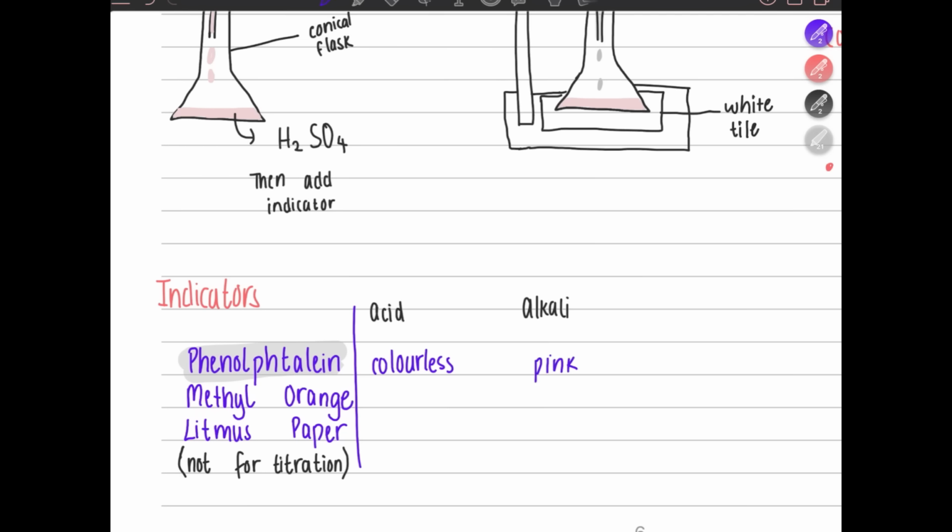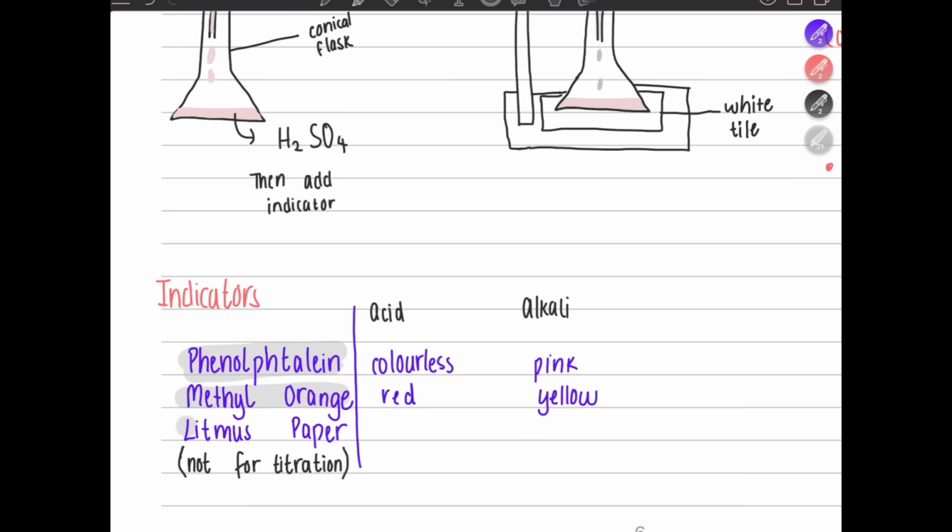Another common example is methyl orange. This is also very useful for titration. In acid it's red, and in alkali it turns yellow. In neutral solution it's orange, okay, in neutral solutions. For phenolphthalein, that's also colorless in neutral solutions.